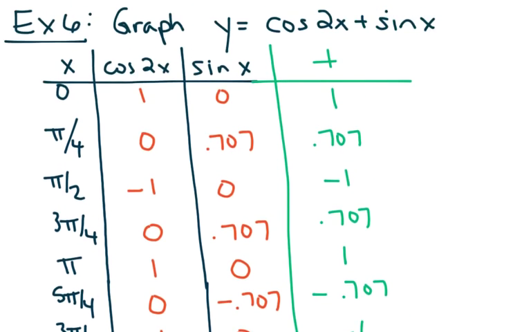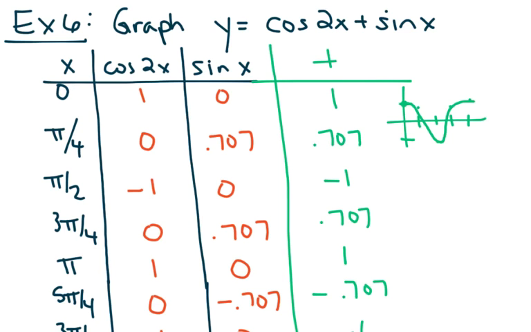So if I were to go graph this, then I would graph 0, 1, and then I would graph pi over 4 at 0.707, and then pi over 2, negative 1, and then I would graph 3 pi over 4 at 0.707, and then I would graph pi at 1, and so the graph would start to look something like this.